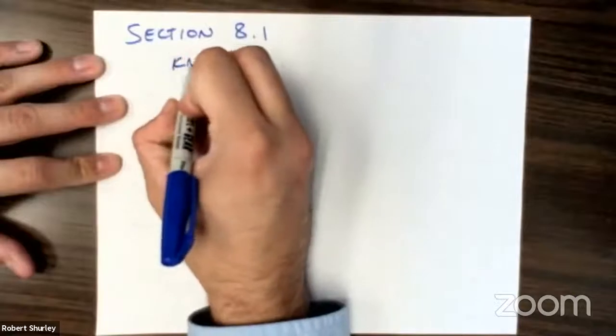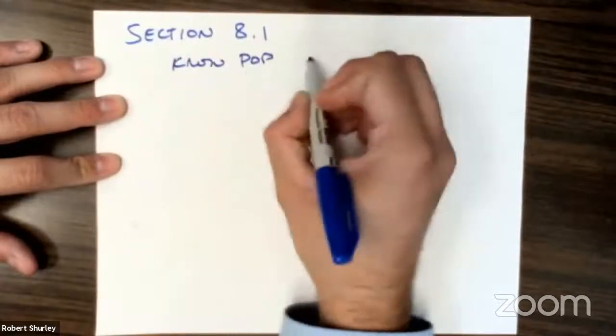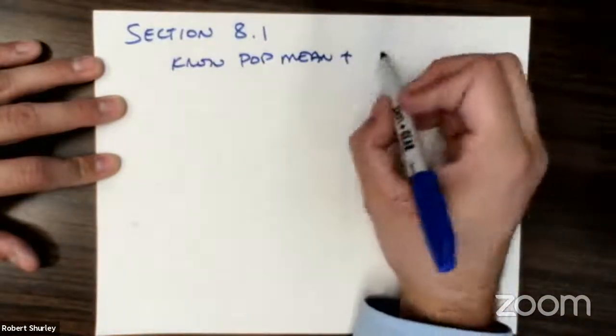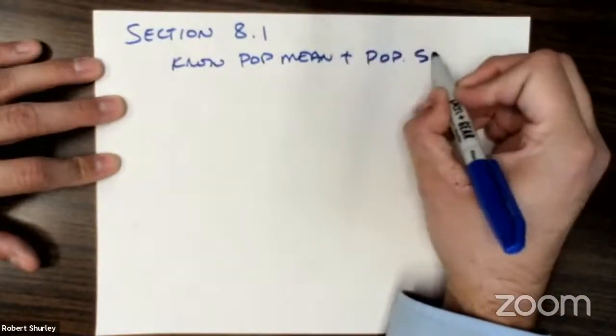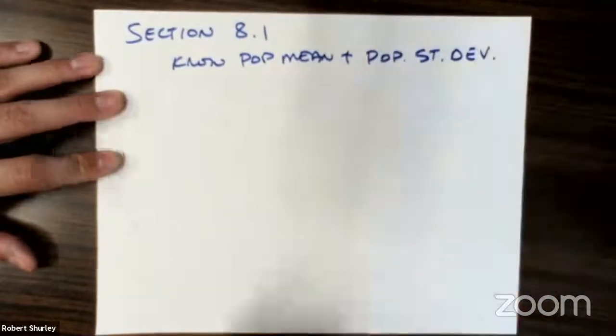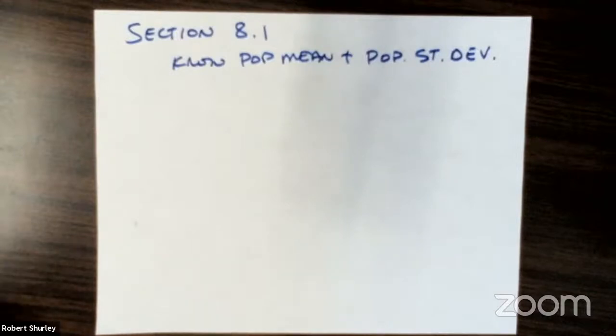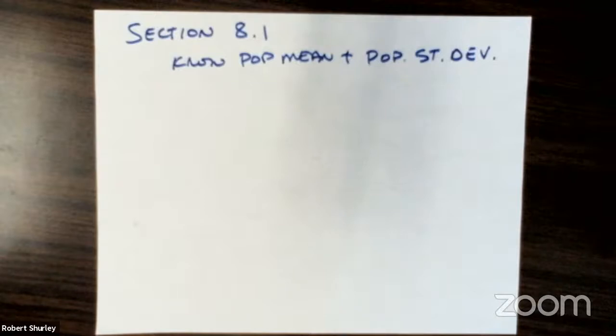Yeah, today we're going to cover section 8.1. And really, 8.1 is about confidence intervals for population mean. It's when we know the population mean and the population standard deviation. Okay. So when we know the population mean and we know the population standard deviation, then we can do the techniques in 8.1. In the very beginning of your book, that section talks about that on page 358.